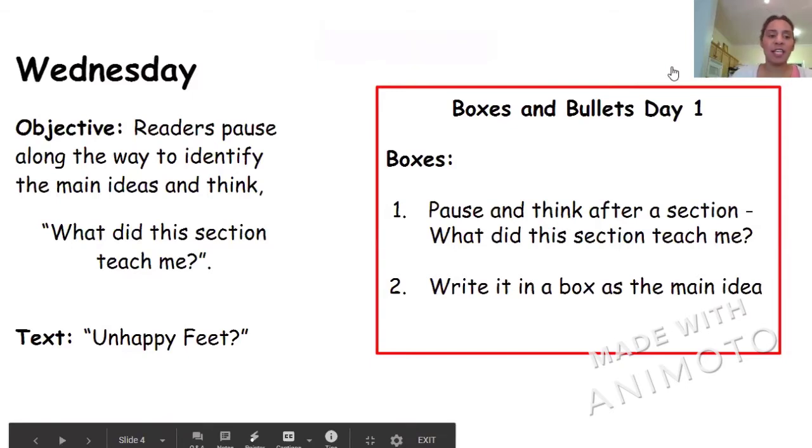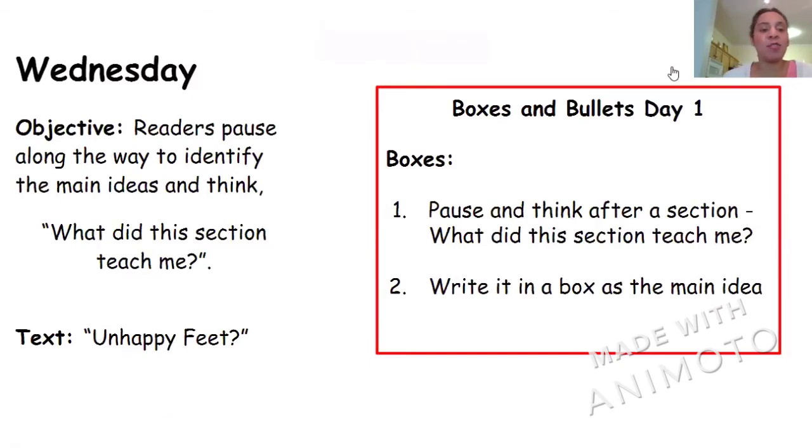Okay, so it is Wednesday, and our objective is that as readers, we're going to pause along the way to identify the main ideas and think, what did this section teach me? The text that we're going to use is called Unhappy Feet. It's about penguins. And the strategy that we're going to use is boxes and bullets. If you remember before school let out, we did this in some small group activities. So today we're going to do it whole group.